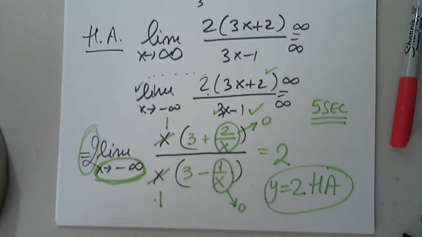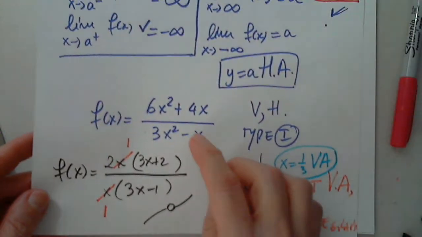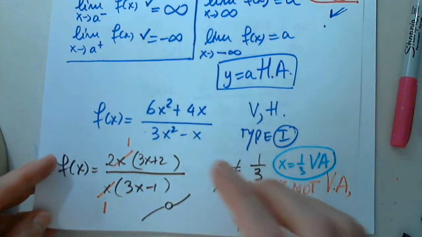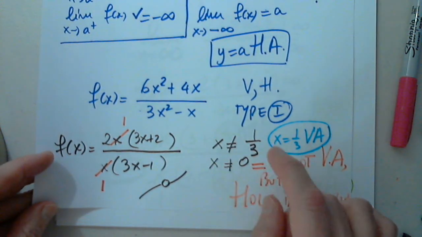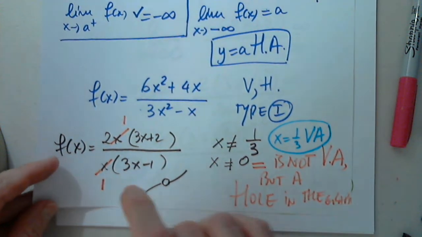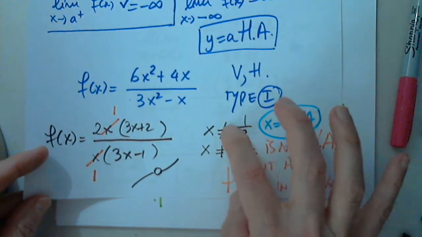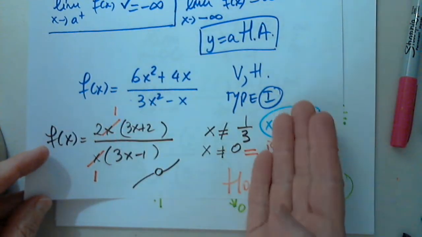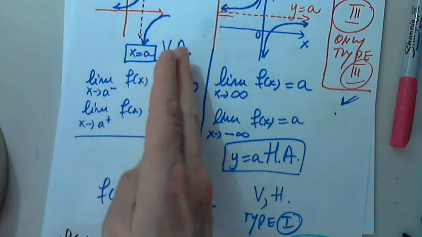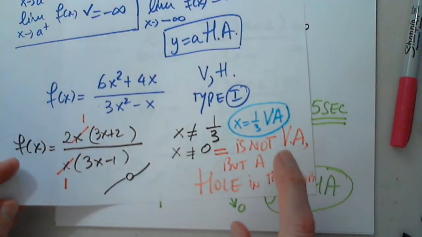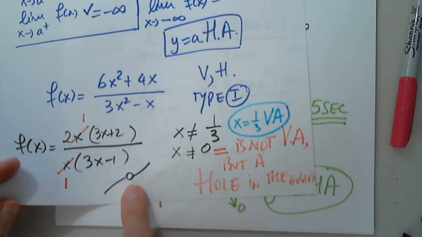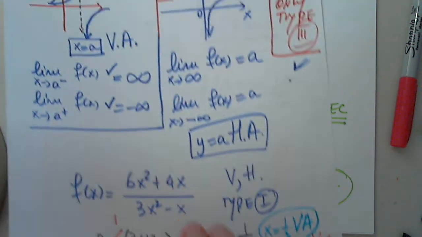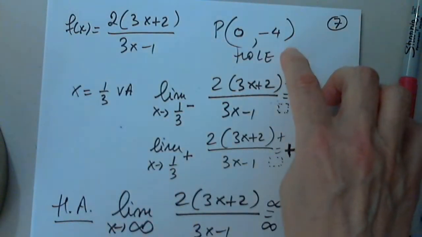A lot of work, right? A lot of work. First, we simplified the function by factoring. Then we wrote restrictions. Then we went back to fully simplify it. We realized that this is a vertical asymptote. I have to find limits left and right of x equals 1/3. And then I have to identify the fact that at 0 is an open point or a hole in the graph, not a vertical asymptote. Then I found the hole.